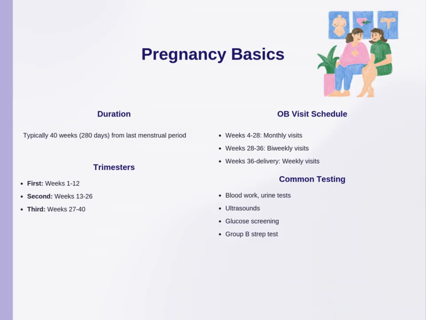So the first, you have trimesters. Your first trimester is weeks 1 through 12. Second starts at 13 weeks and goes to 26. And then the third trimester starts at 27 and then all the way to 40 or delivery. The OB visit schedule starts off monthly, and then around 28 weeks, they start coming bi-weekly, every 2 weeks. And then from 36 weeks until delivery, they're there every week. And there are common tests that we do: blood work, ultrasounds, glucose screening at the end of pregnancy, and then group B strep as well.